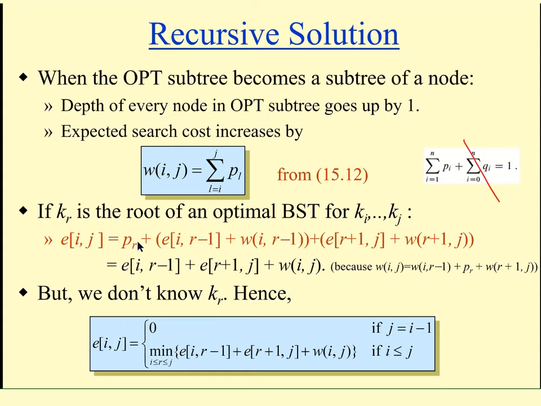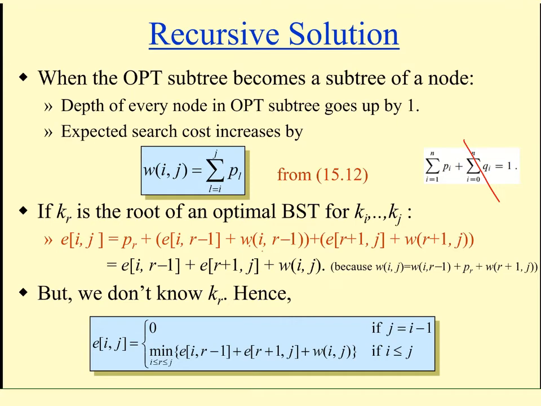So for this one, in fact, we can further simplify it. How to simplify? So e something we cannot simplify, but we can put these three things together. So it will be p_r, put this one in between. So i to r minus 1, and this is r plus 1 to j.